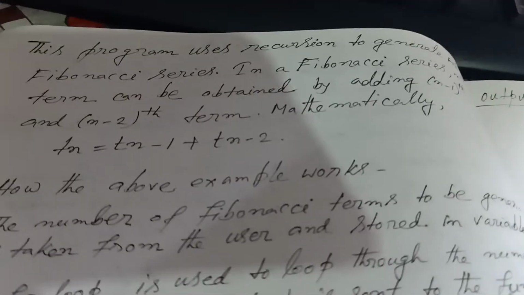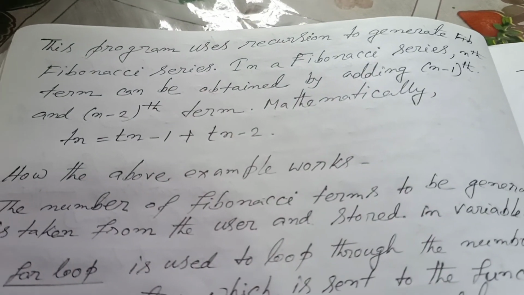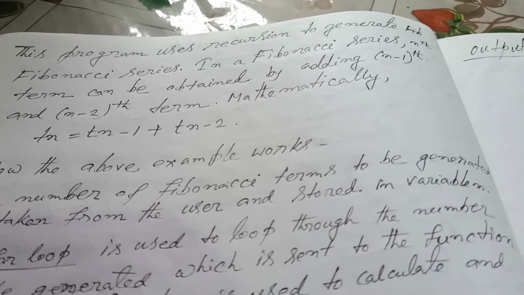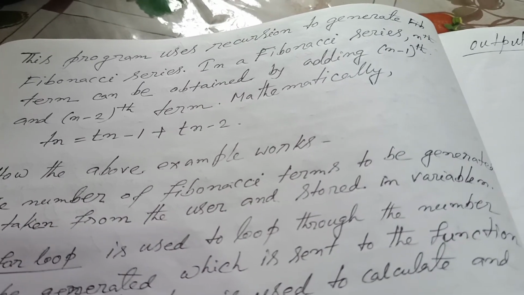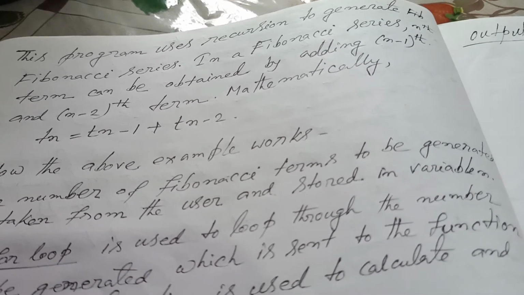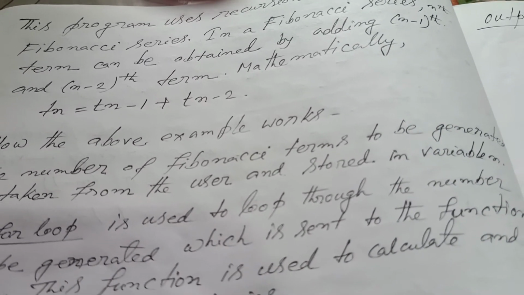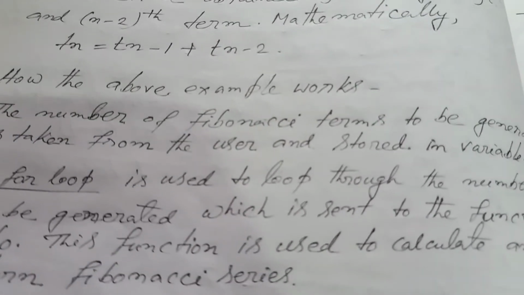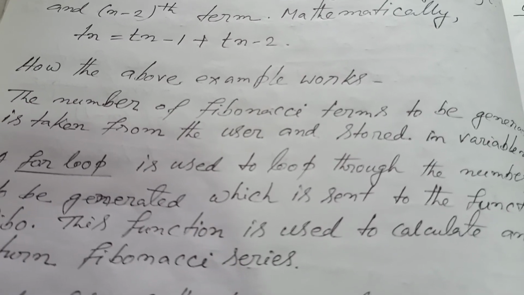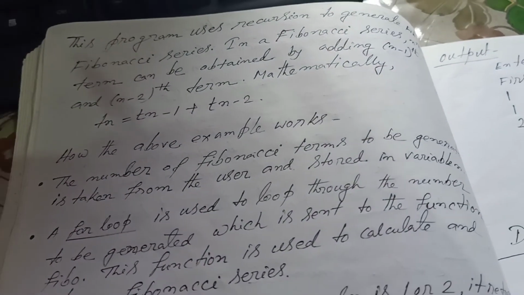So in this program, recursion is used to generate the Fibonacci series. In a Fibonacci series, the nth term can be obtained by adding the n minus 1th and n minus 2th terms. So mathematically, Tn equal to Tn minus 1 plus Tn minus 2. By using this mathematical calculation, let's take a look at how the example works.